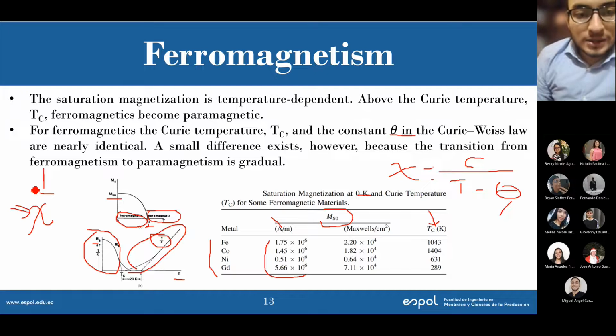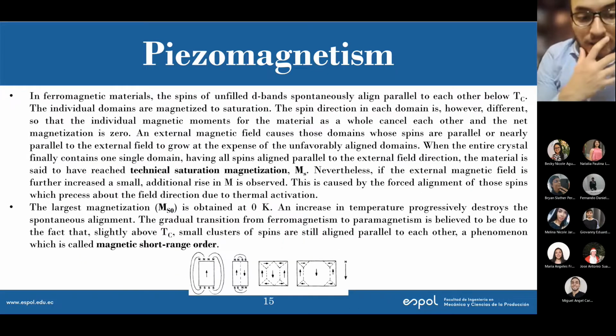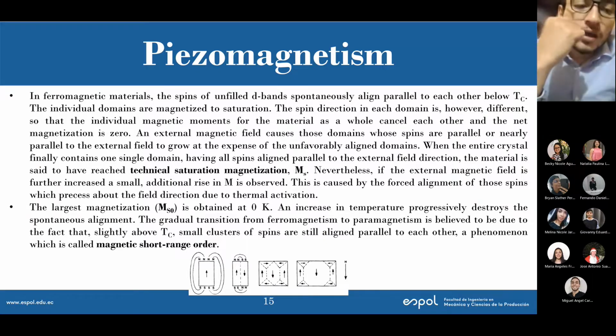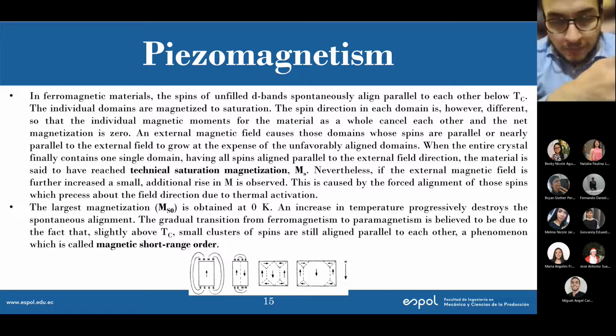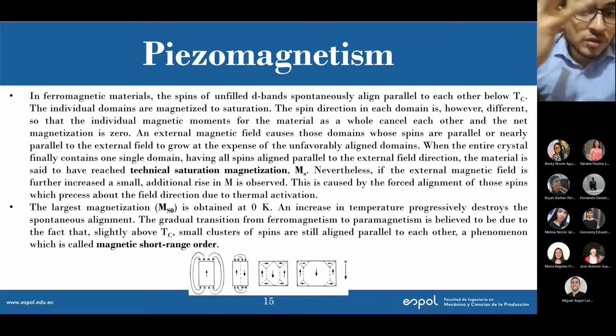Now, within ferromagnetism, within this behavior, I actually have the piezo-magnetism behavior. So these ferromagnetic materials will usually have unfilled d bands. Or in general, they will have unfilled electron bands, not only d bands. So the spins of those unfilled bands will spontaneously align parallel to each other below the Curie temperature. So when the material is ferromagnetic, right?